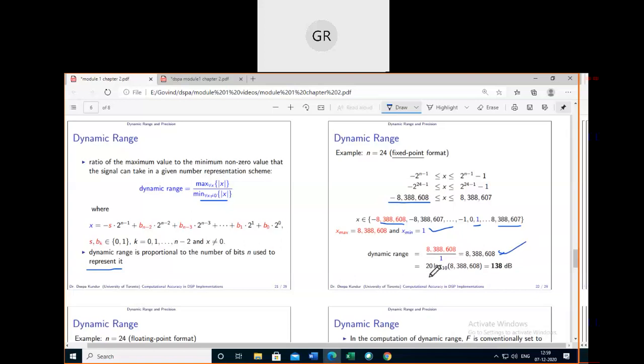Then in terms of decibels, you can represent the dynamic range as 20 log of 83,88,608. Then you will get the dynamic range as 138 dB.